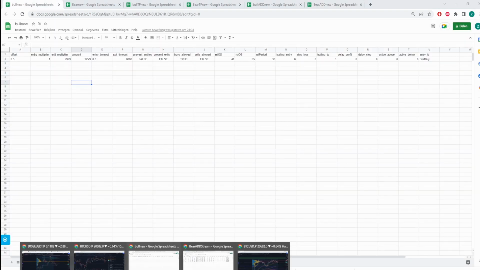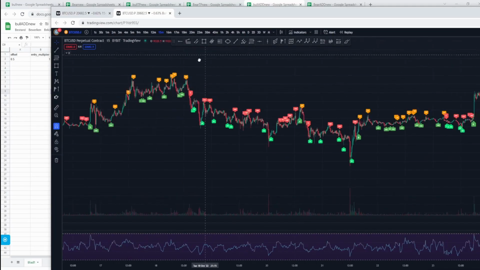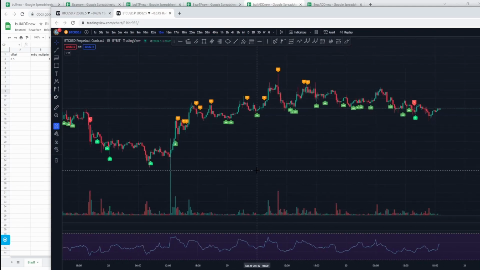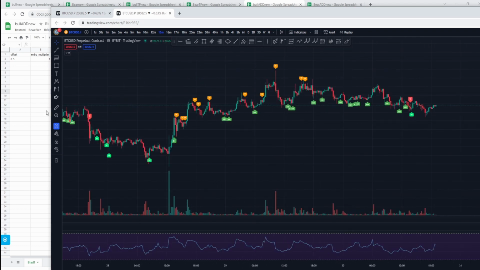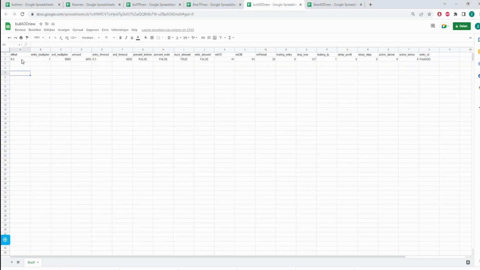Because we know that our indicator gives us these signals. So for example, let's just take a price area where we have a variety of signals. We have a bull here, take profit, adds, and shorts here. And if we have a bull add, which is, for example, these signals, we're just buying with one agent. So it's one order with a 0.5 offset.